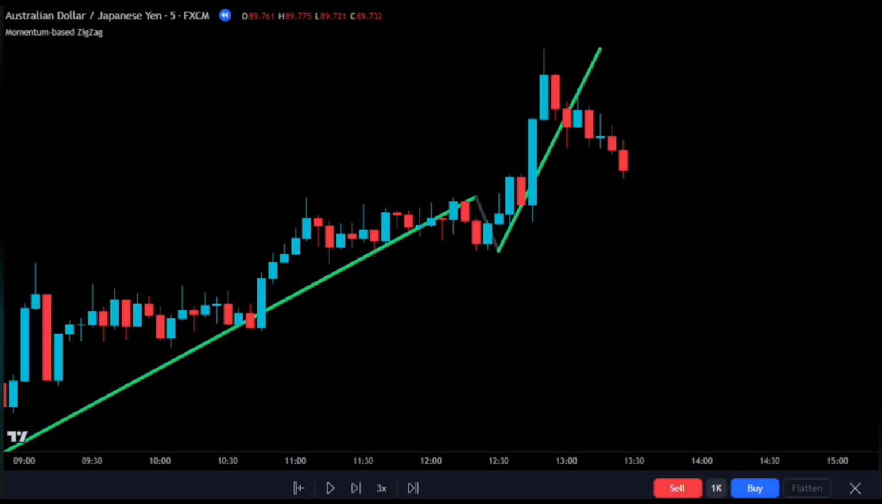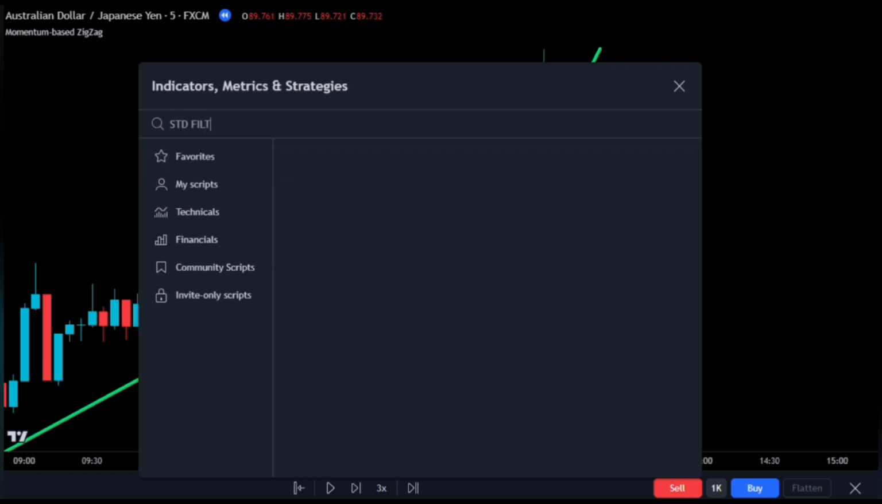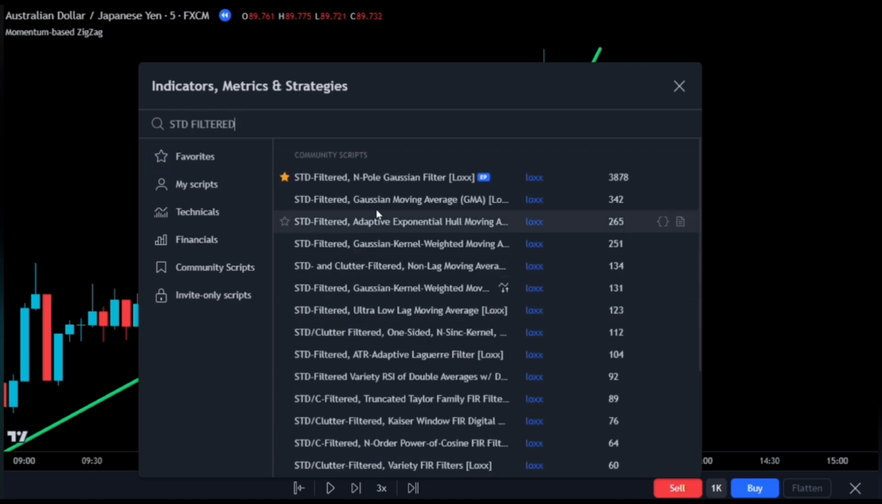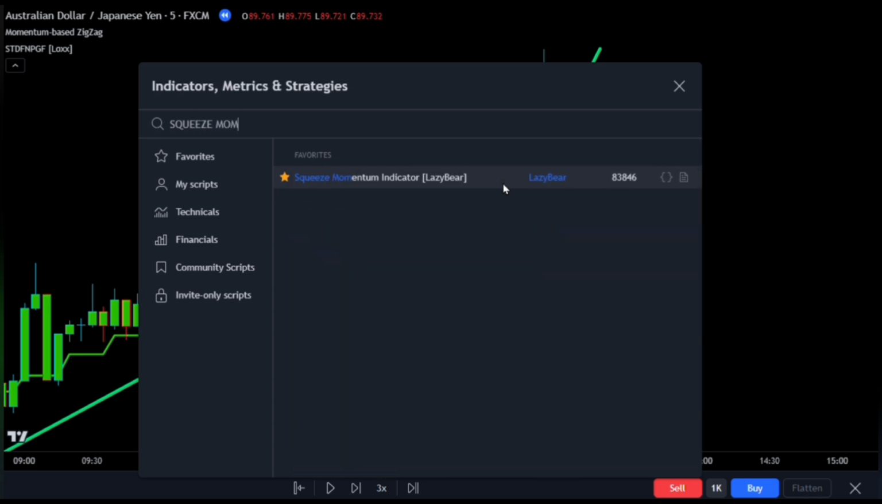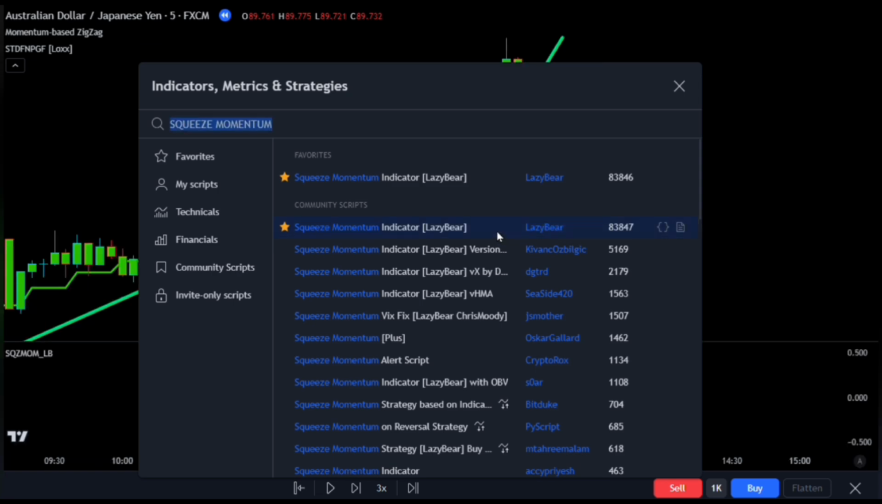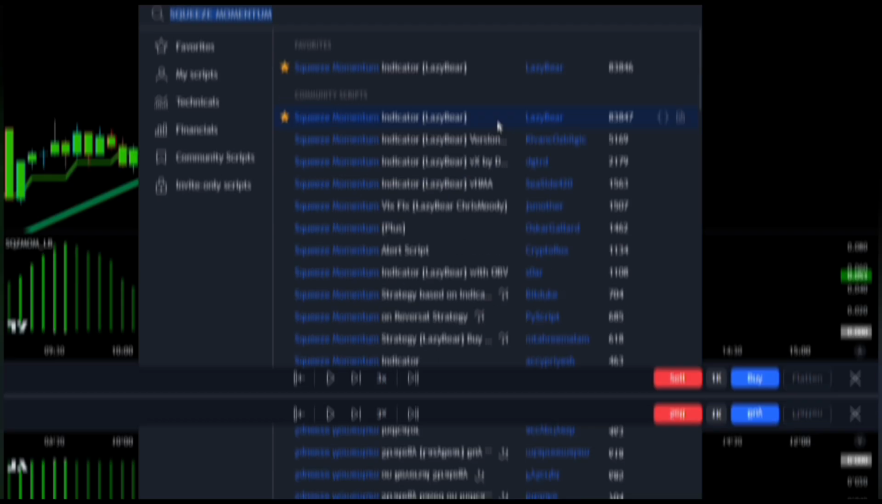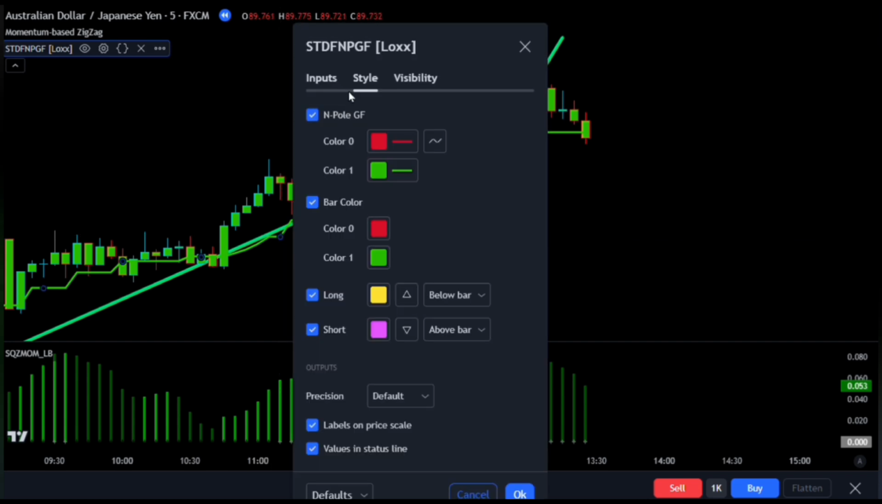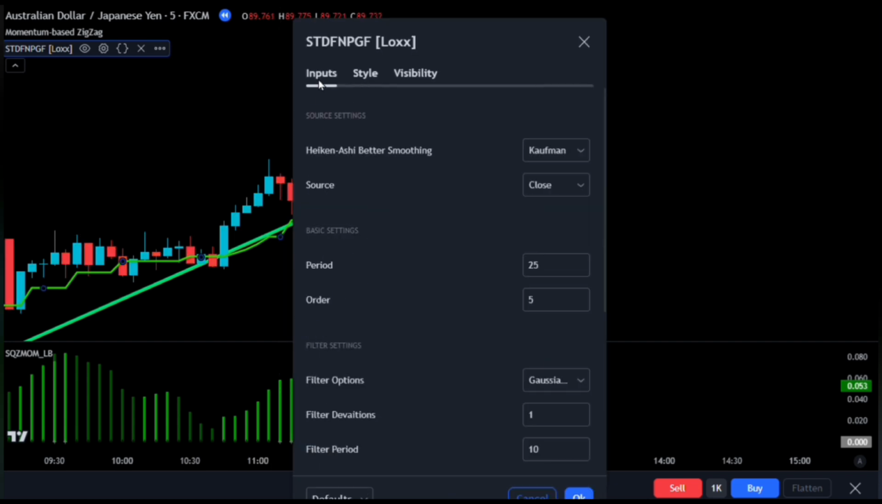Now, to reveal my very own strategy with this indicator, I will have to add my momentum indicators to the chart. Quickly search for the STD filter and pole Gaussian filter by Lux. Also, search for the squeeze momentum indicator, the famous TradingView indicator for a long time now on community script, this one right here by Lazy Bear. When you add them to the chart, go to the settings and follow these exact presets that were created.